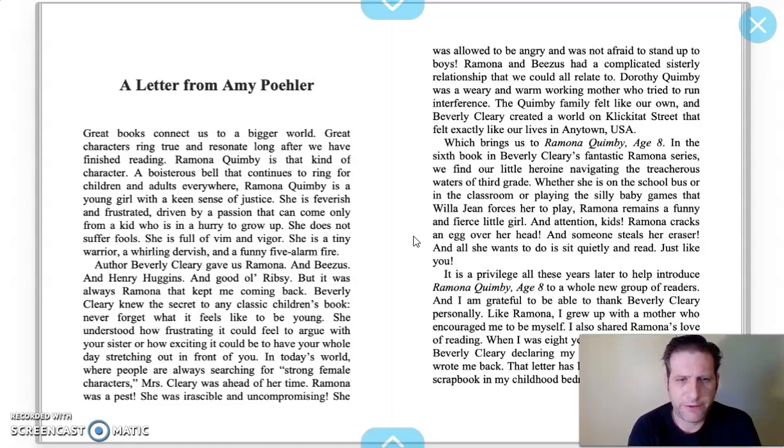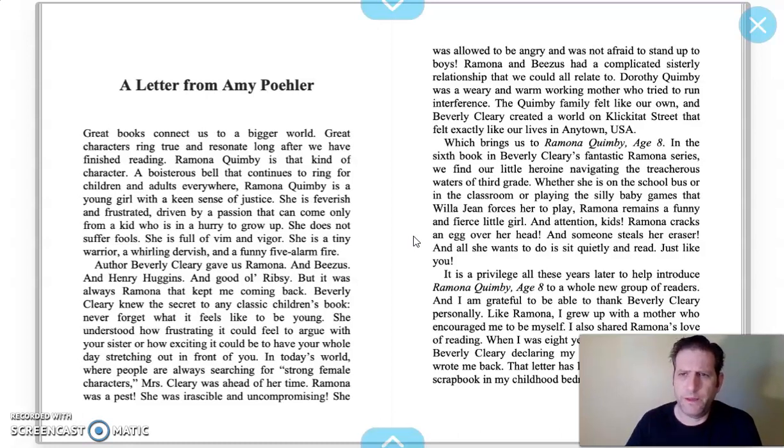Author Beverley Cleary gave us Ramona, and Beezus, and Henry Huggins, one of my favorites, and good old Ribsy. But it was always Ramona that kept me coming back. Beverley Cleary knew the secret to any classic children's book. Never forget what it feels like to be young. She understood how frustrating it could be to argue with your sister, or how exciting it could be to have your whole day stretching out in front of you. In today's world, where people are always searching for strong female characters, Mrs. Cleary was ahead of her time. Ramona was a pest. She was irascible and uncompromising.